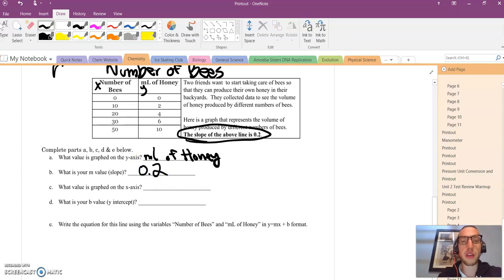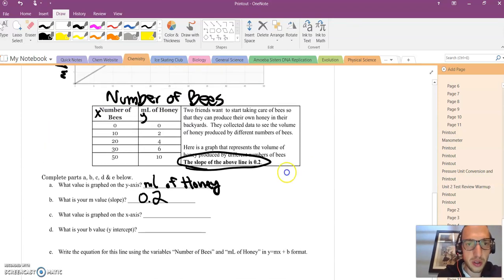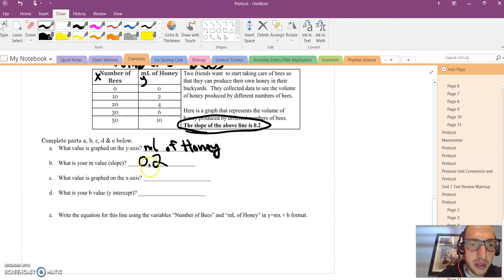What value is graphed on the x-axis? So this over here is the x-axis. You have to memorize that. The x and the y-axes, they don't change. So that is going to be number of bees.